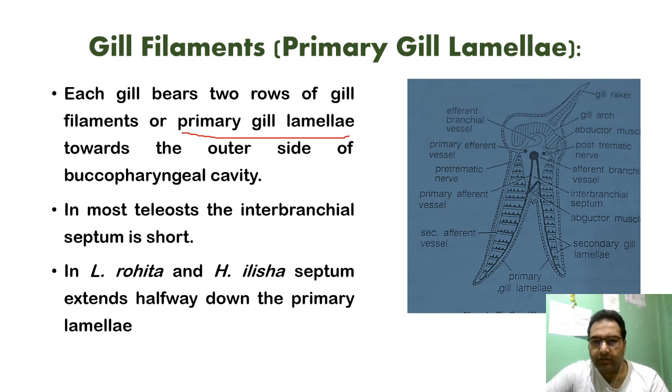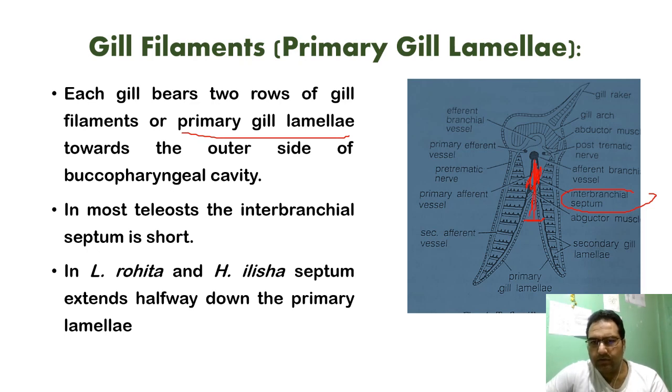In most teleosts, the interbranchial septum, this is the interbranchial septum here, this very portion which I am making red. This is the space between the two primary lamellae. This is called the interbranchial septum. It is short in the case of teleosts, but in the case of Labeo rohita and Hilsa ilisha, they extend somewhat down, up to here, halfway down.